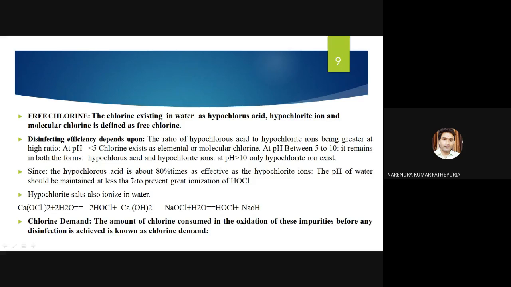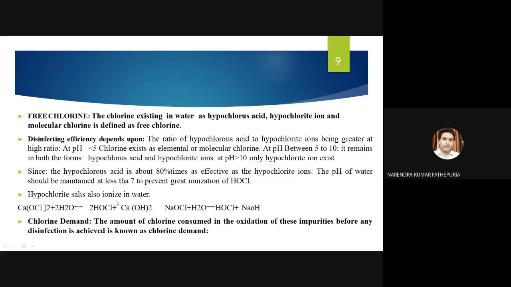Since the hypochlorous acid is about 80 times as effective as the hypochlorite ion, this has to be noted down. The hypochlorous acid is 80 times as effective as the hypochlorite ions. The pH of water should be maintained at less than 7 to prevent the greater ionization of HOCl.